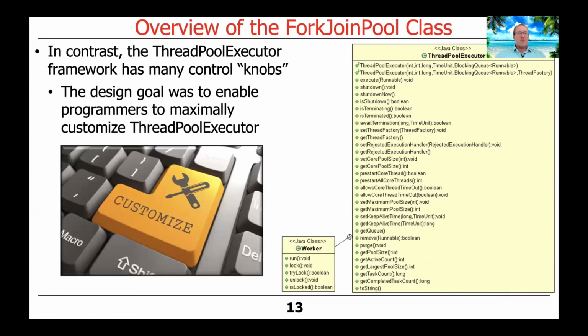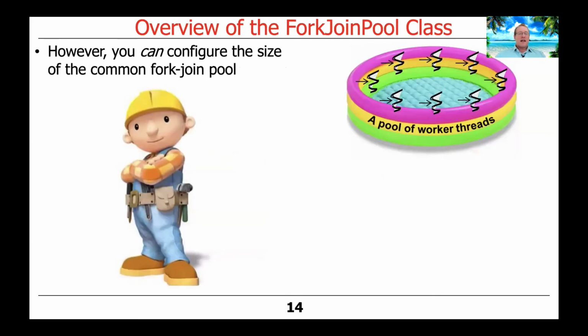And the reason for doing that was they wanted to make it maximally flexible for developers to customize and tune the thread pool executor. But fork join pool has a different design goal. It's meant to be very simple and meant to be done so cleverly and so optimally that you shouldn't have to fiddle around with various knobs. There are, however, a couple of things you can do with a fork join pool. And in particular, there's something called the common fork join pool, which you'll get a lot of experience with in our upcoming programming assignment.